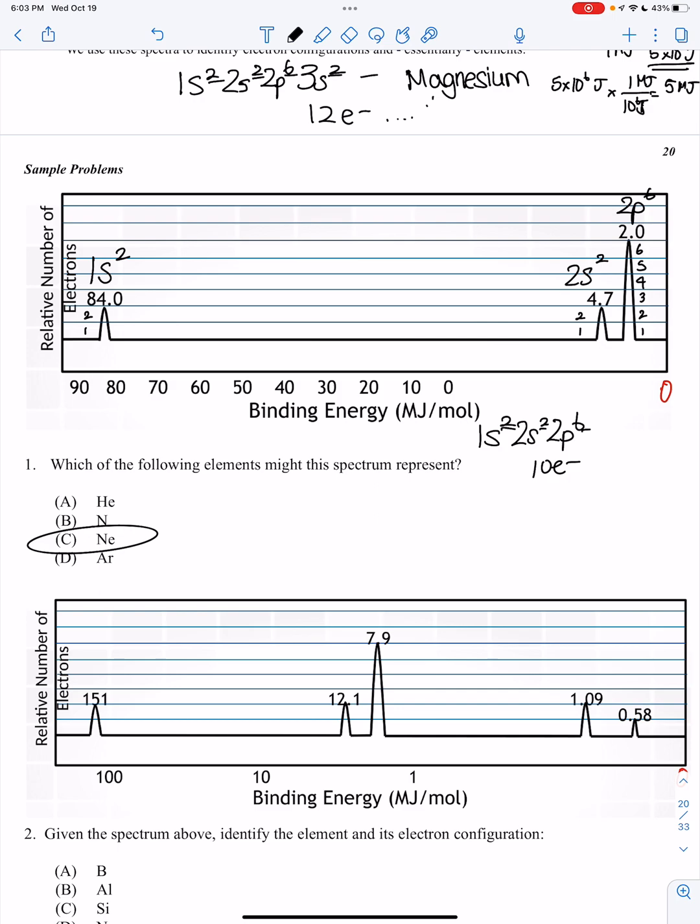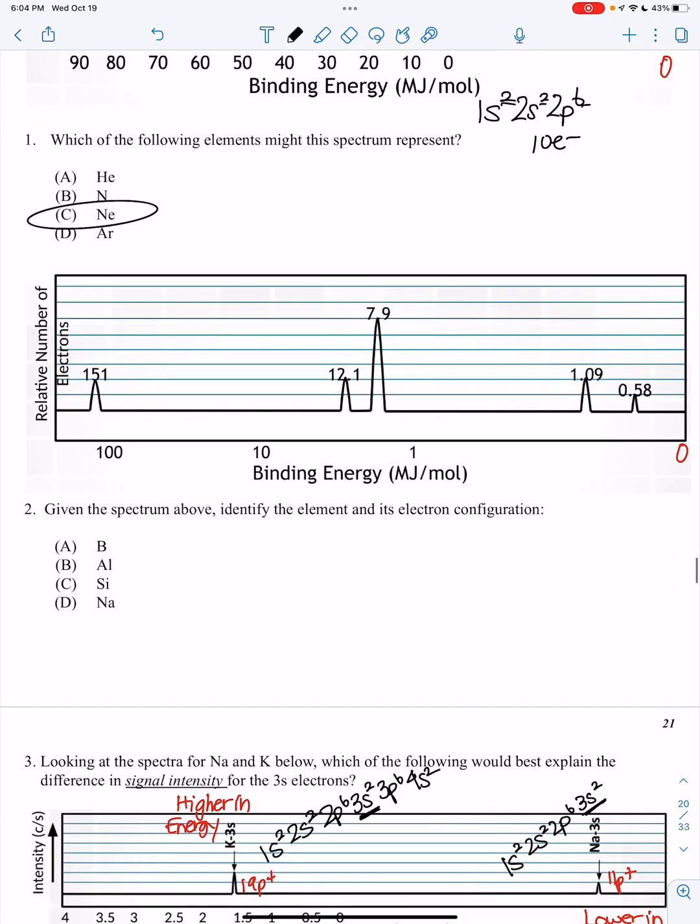So that's quickly how we would look at a photoelectron spectrum, get a quick electron configuration, and then identify an element. Let's do another one just to make sure that we're getting the hang of this. Number 2, given the spectrum above, identify the element and its electron configuration. Well, of course, the first one is 1s, then 2s, then 2p, then 3s, and then after 3s we got 3p. That's the order.